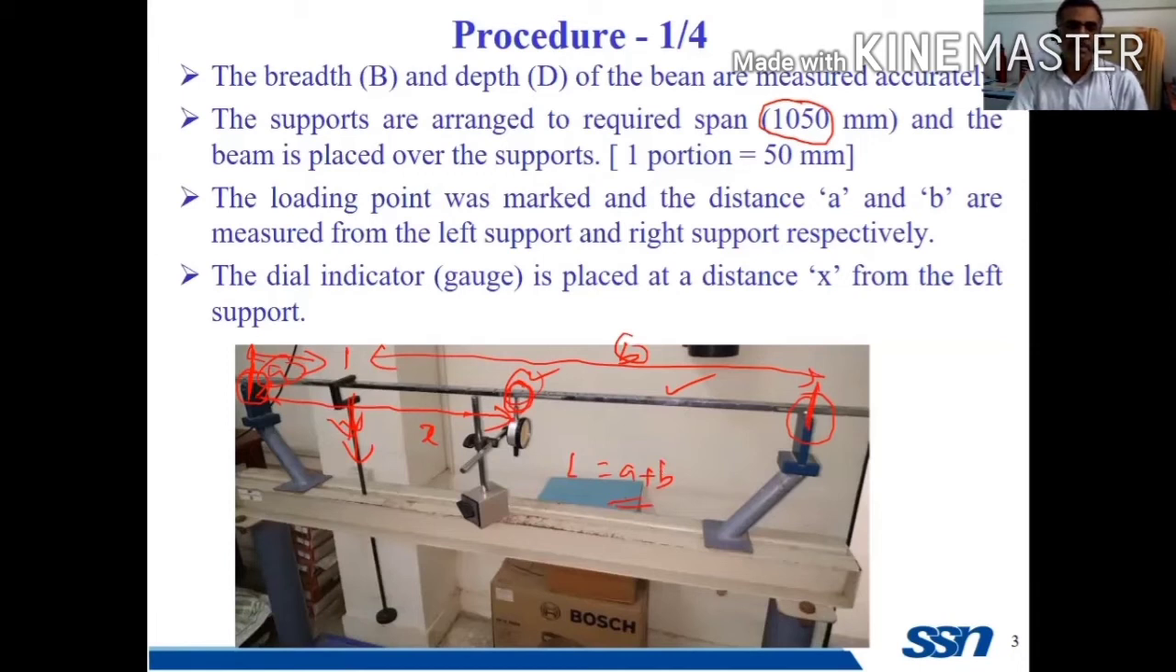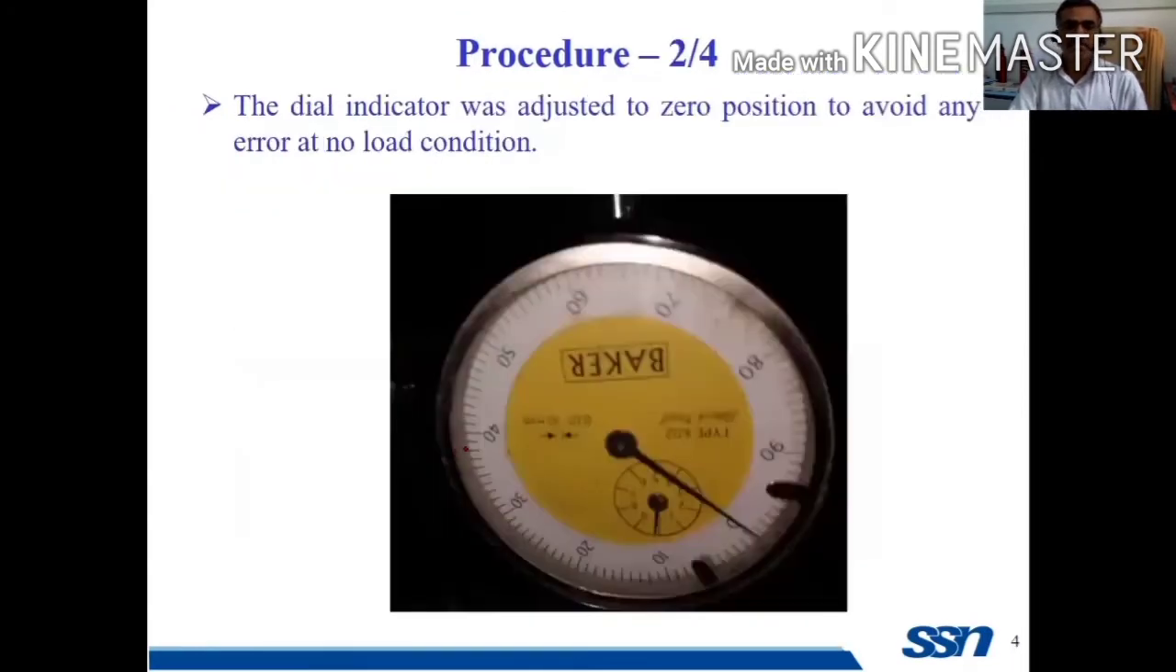So X is measured from the left support to the point where deflection is taken. So these are all the important dimensions. This is a dial gauge. Here you can get the value of deflection.